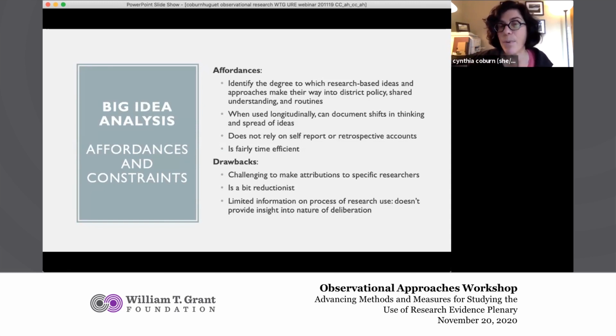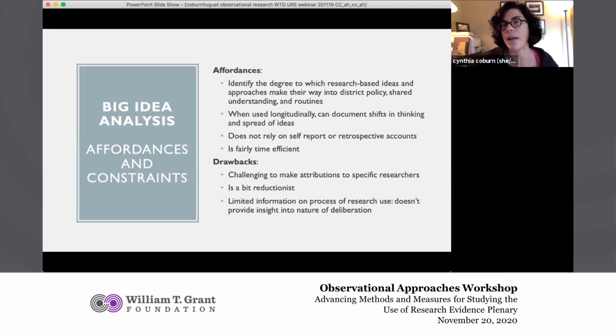It does not rely on self-report or retrospective accounts, or require people to say, well, when I looked at that study by this research partner, the explicit ways that we code research in the other approach. We don't need that because we're getting at the ideas themselves. And it's fairly time efficient, and staffing is efficient. As I mentioned earlier, we're able to rely on undergrad researchers to do all the first steps here.